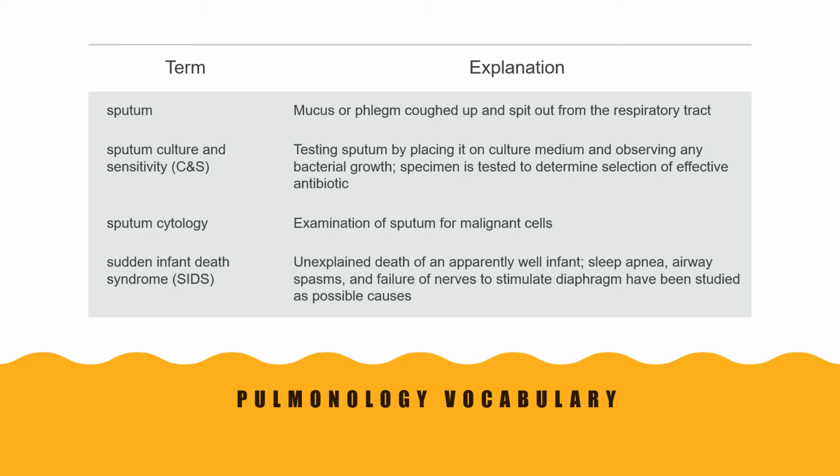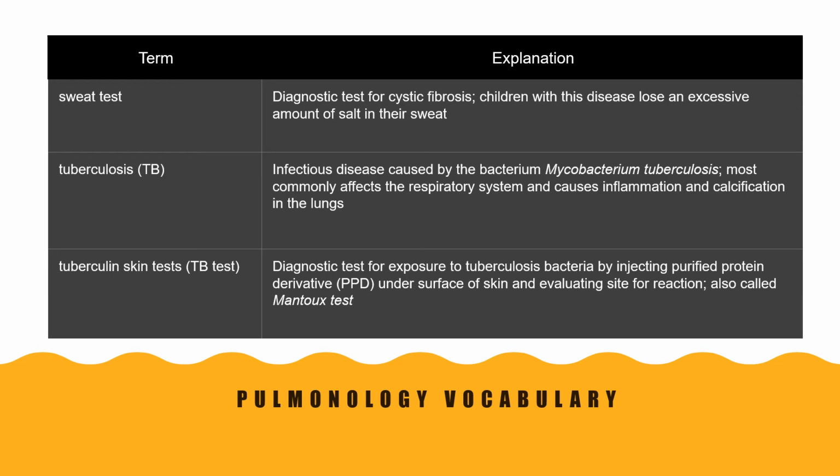Sputum cytology is to examine sputum for malignant cells, and sudden infant death syndrome, SIDS, is unexplained death of an apparently well infant. Sleep apnea, airway spasms, and failure of nerves to stimulate the diaphragm have been studied as possible causes of SIDS. A sweat test is a diagnostic test for cystic fibrosis. Children with this disease lose an excessive amount of salt in their sweat.